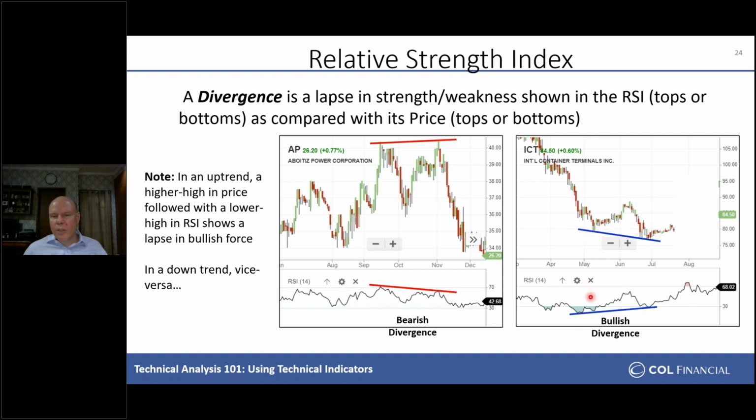So the RSI did generate an oversold condition, as it did here. It rallied back, and it also hit an oversold condition, but look at what happened. Here we have price going from a low to a lower low. Here we now have the RSI finding a bottom which is higher than the previous one. This is called bullish divergence.